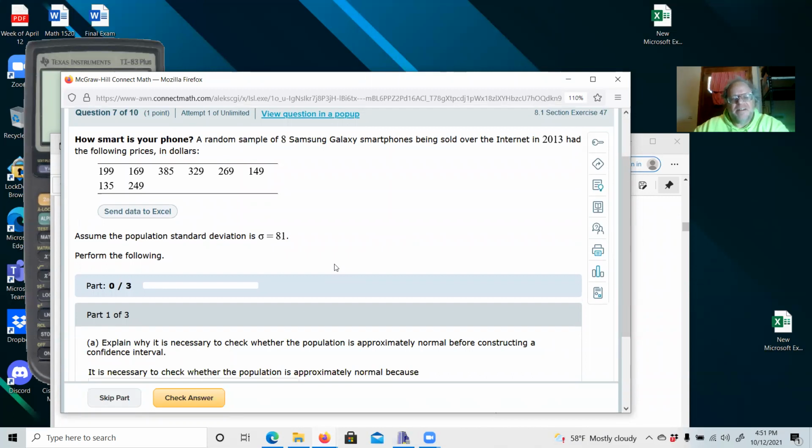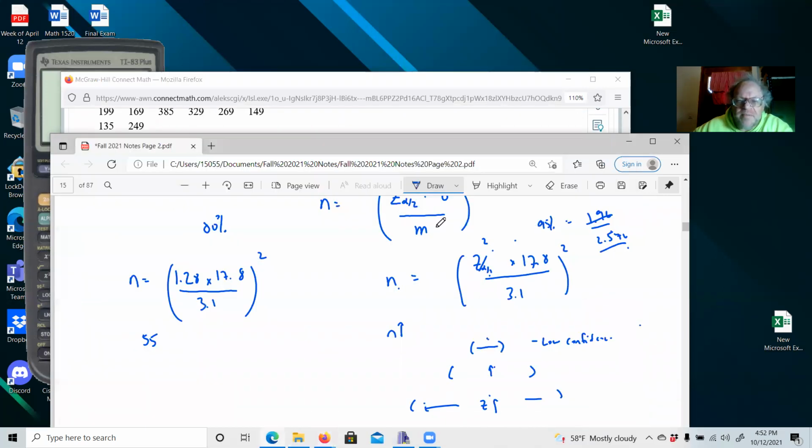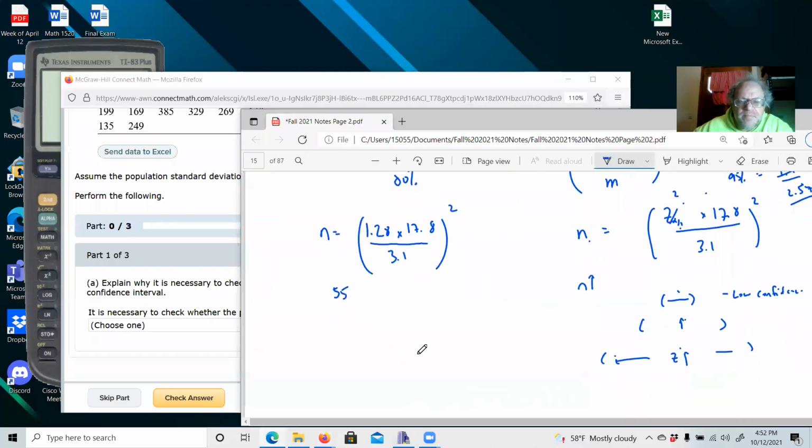All right. Here we're going to choose a different option. We have a random sample of 8 Samsung Galaxy smartphones being sold over the internet in 2013. That's ancient history. And they have the following prices. Standard deviation. And we want to perform the following.